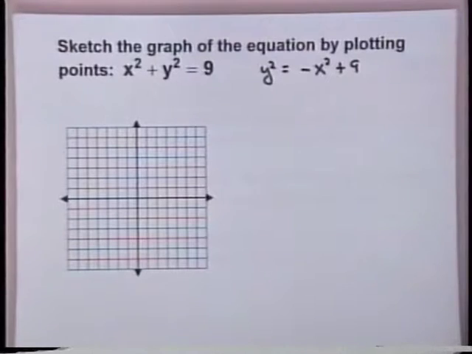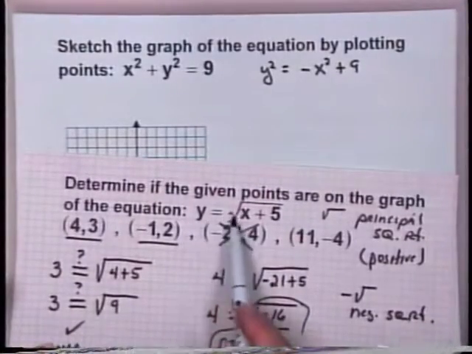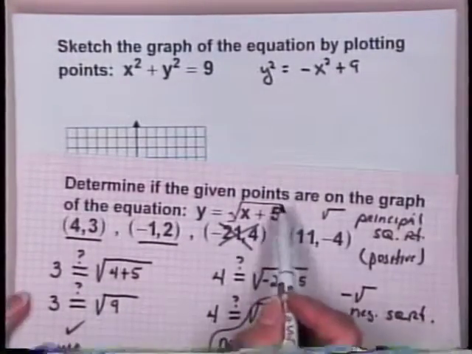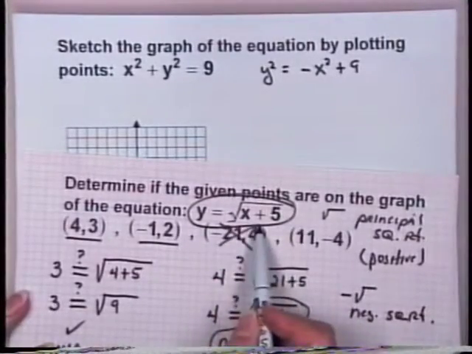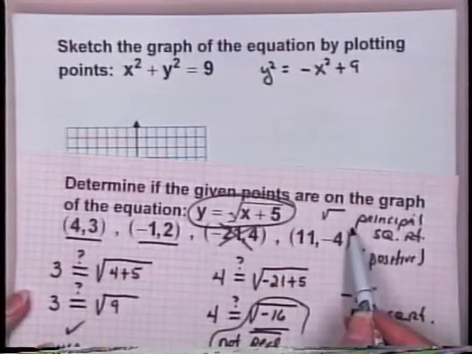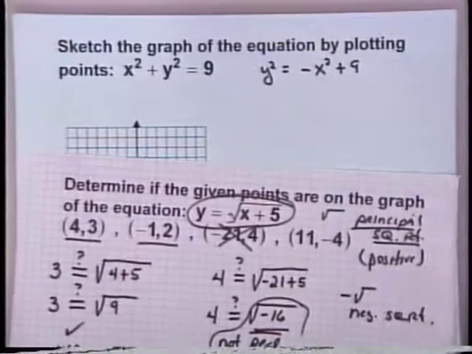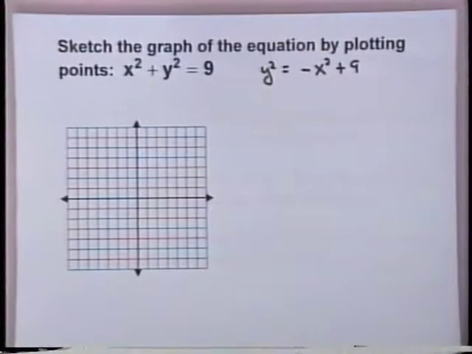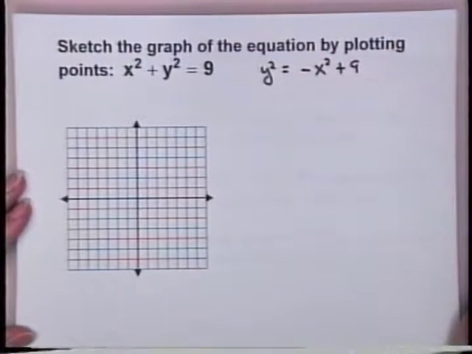Earlier, we had a problem that said determine if the points are on the graph. You remember that one? And we were given the equation y equals the square root of x plus 5. I want you to notice this was the original equation. The square root sign was already there. And that's when we talked about how that meant the principal square root. Here, the situation is a little bit different. I have y squared and I'm wanting to find y.